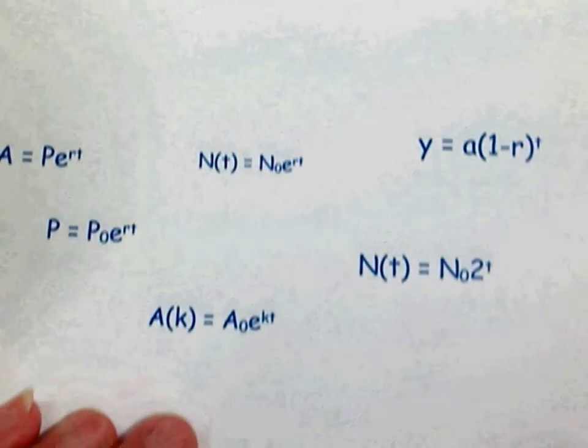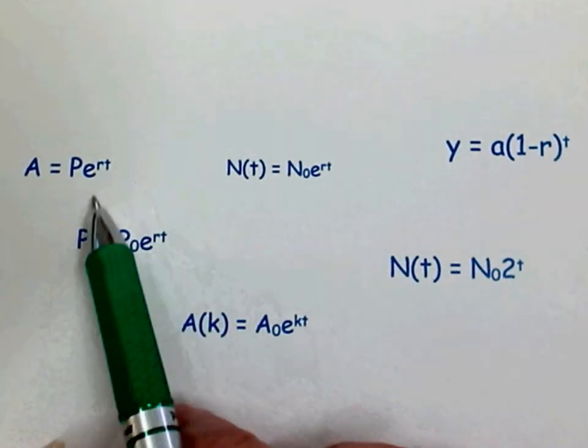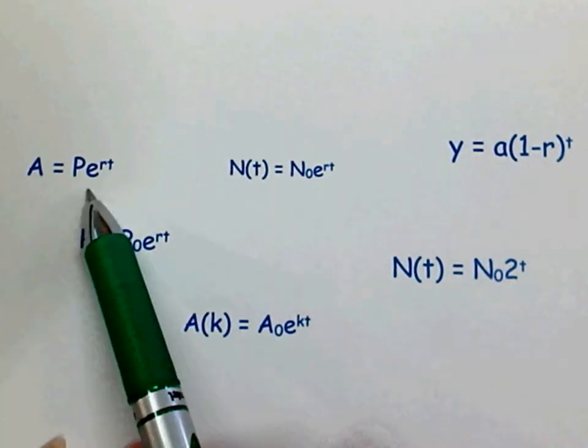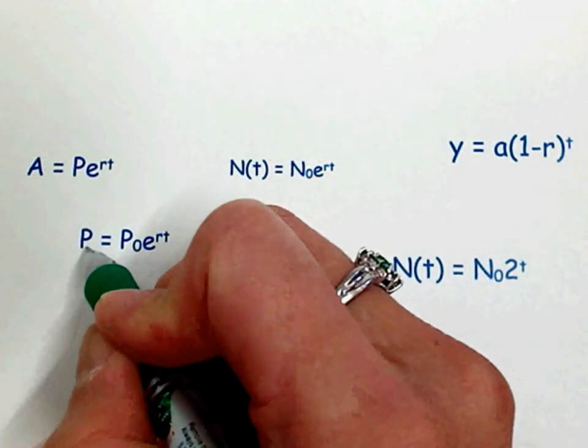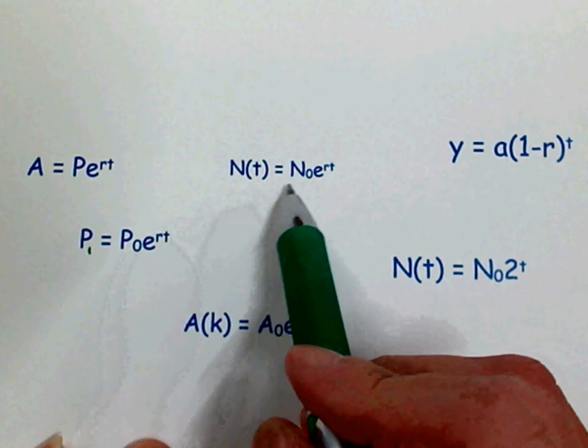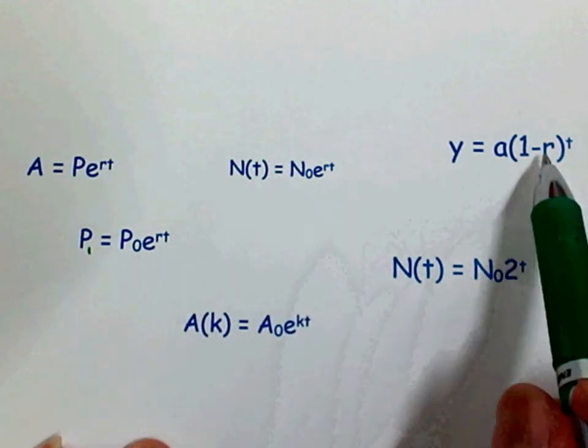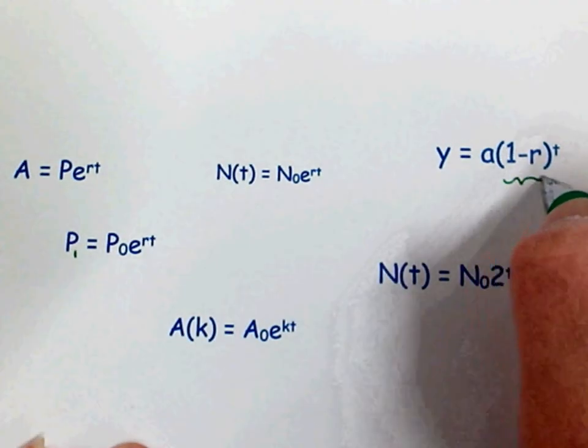Here are some formulas that go with this one, the continuous. Sometimes you may see it like this. P of 0, here's P of t, that's just the beginning. Instead of P, sometimes you use N. Notice how this right here is your b. Okay, so there are just different ways you can see it.